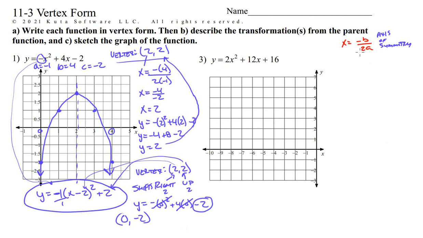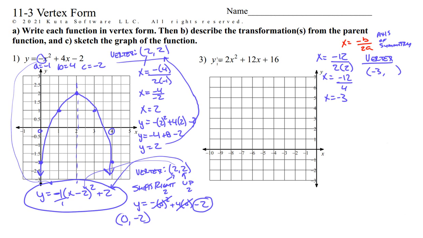Okay? Okay, let's take a look at number 3 here. We're going to want to start off with using our axis of symmetry formula. So we get x equals negative b, which is 12, all over 2 times a, which is 2. So this gives us negative 12 over 4, which gives us negative 3. Okay, so that means for our vertex, we know that our x is negative 3.